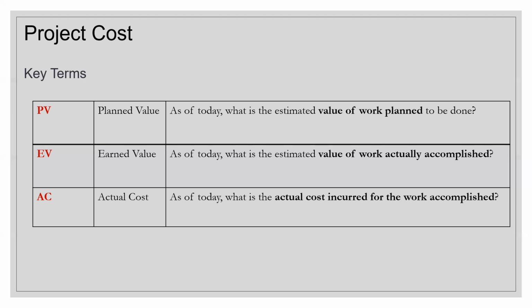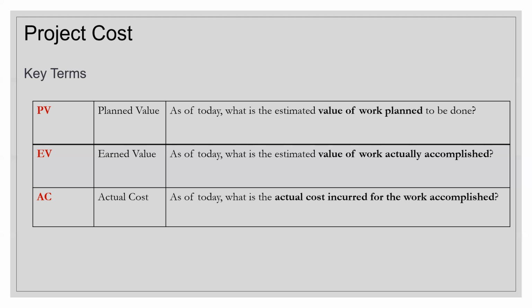There are 3 key terms when we talk about earned value management. One is PV, which is planned value. One is EV, which is earned value. And one is AC, which is actual cost. Trust me, you may not get the meaning of these values very clearly when I talk about the definitions, but once we solve a problem, I think things will be very simple for you.